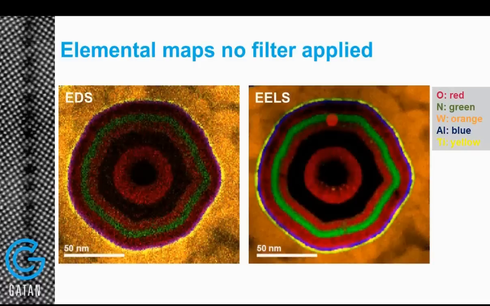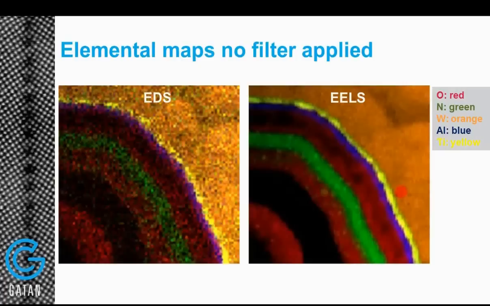So if we zoom in on one of these structures, you can clearly see the distribution of each layer. In the case of EELS, you can easily distinguish the titanium and the aluminum layer. You also see a little bit of reddish. It means that there might be some aluminum oxide, but this is something that EELS can address easily.